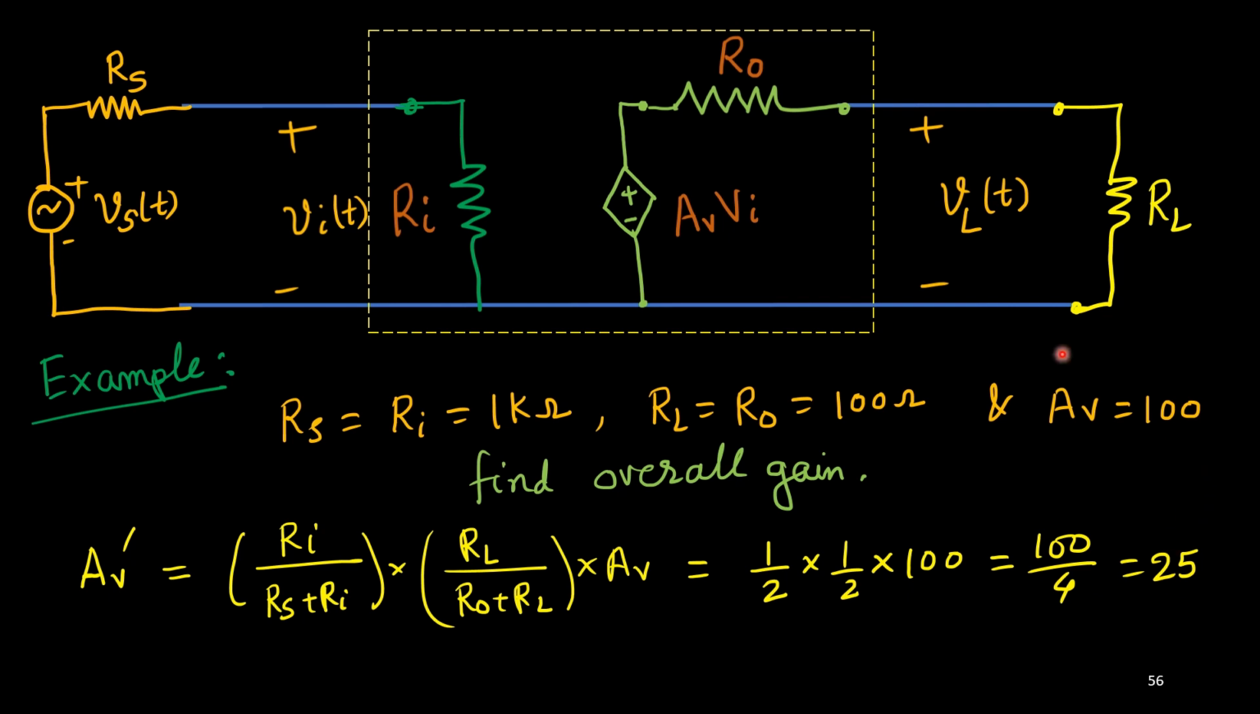You can notice that the amplifier can produce a gain factor of 100, but with this source and load we may get only a gain of 25. So only 1/4 of the maximum gain is available right now. So this is because of this loading effect.